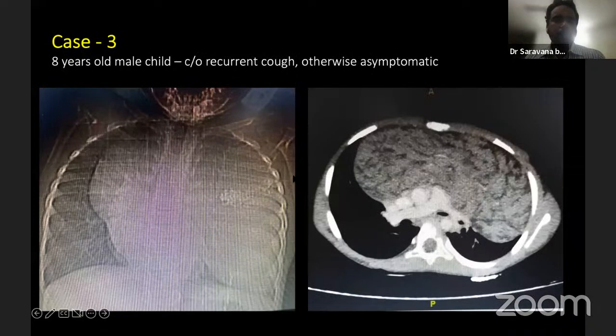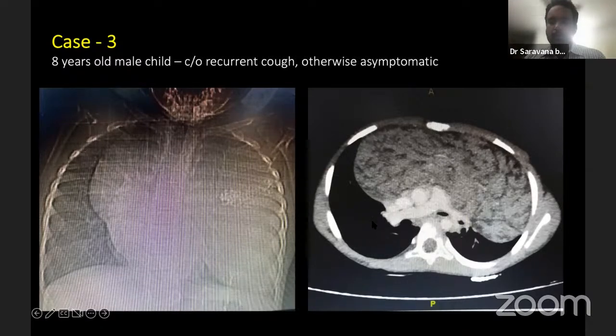So the other case is an 8-year-old male child with a recurrent history of cough and respiratory tract infections. Otherwise, the child was not having any other symptoms. Immediately, an X-ray was taken. You can see that only a small portion of the right lung is seen. There was a huge whiteout mass filling the entire left hemithorax, as well as part of the middle mediastinum and part of the right thoracic cavity.